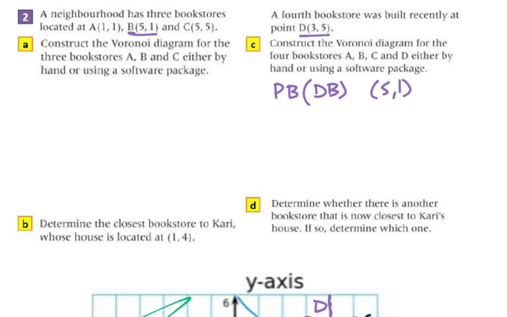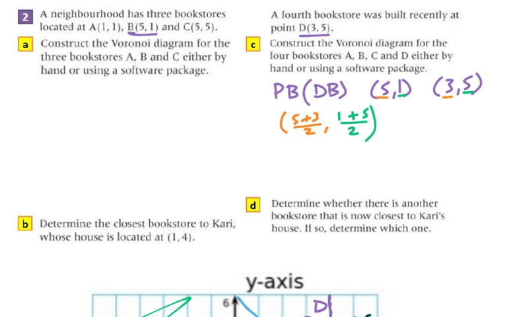And D is 3, 5. So you find the midpoint. So you just add together the x values and divide by 2. So I've got 5 plus 3 divided by 2. And you add together the y values, and you divide by 2. You're finding the middle point, the midpoint.